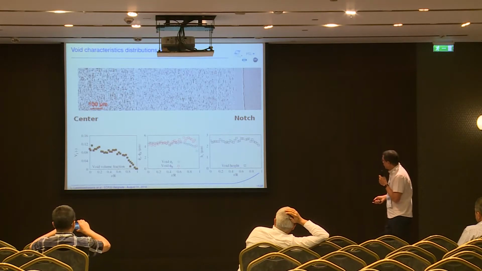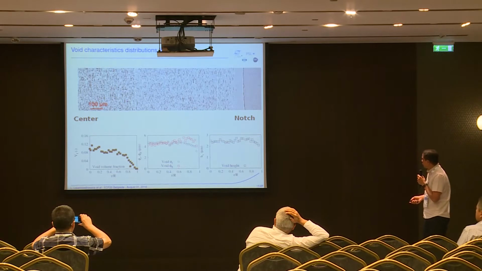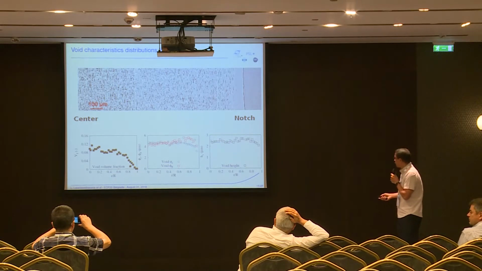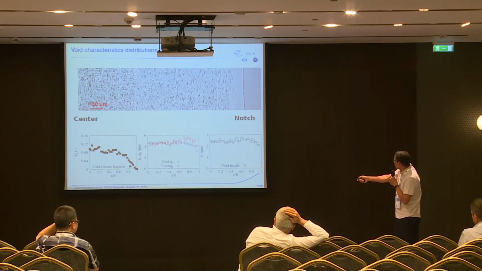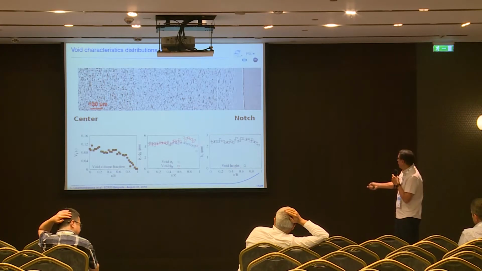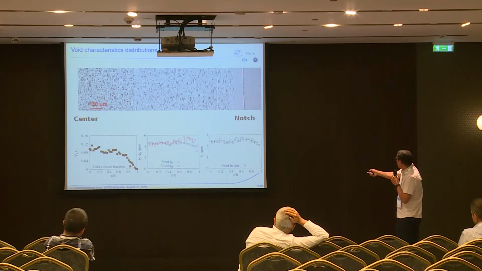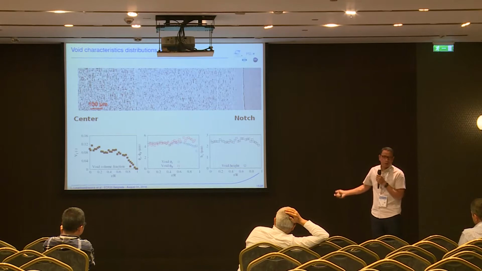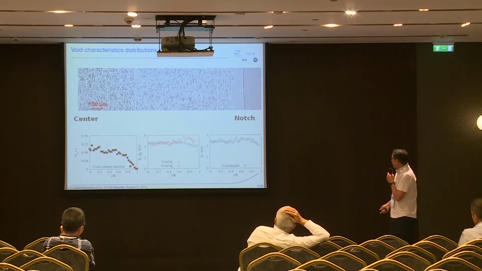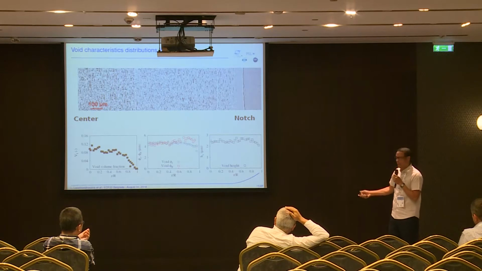So these are the results of this experimental measure. You can see here, for instance, all of these black dots are voids. And you can see the notch here, there's no void there, no damage. Then we go to the central part of the deformed microstructure. You can see that the void is increasing in height and in volume.